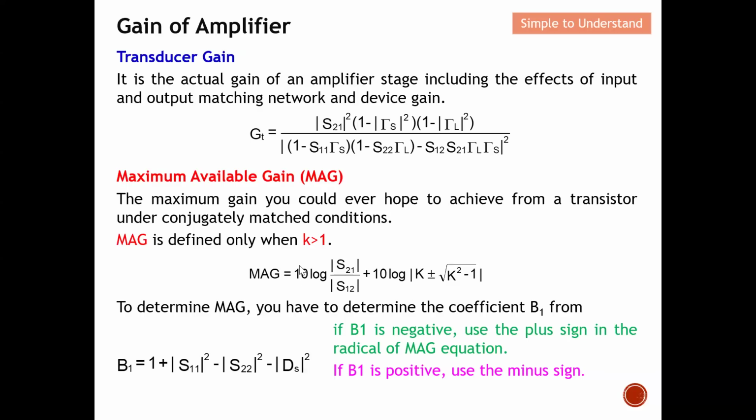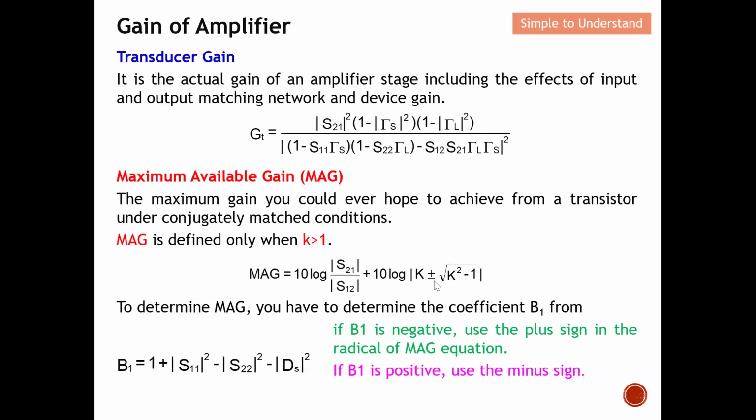Before I come into this equation, I'd like to highlight this B1 term here. In order to determine this MAG, we need to determine the coefficient B1 first. Once we determine the value of B1, if B1 is negative, then we need to use the plus sign in the MAG equation, which means I need to use this as a plus. And if B1 is positive, then I need to use the minus here.